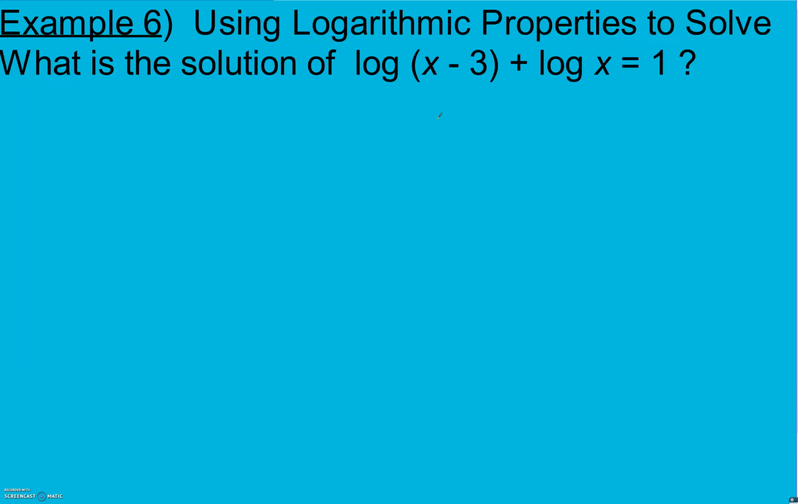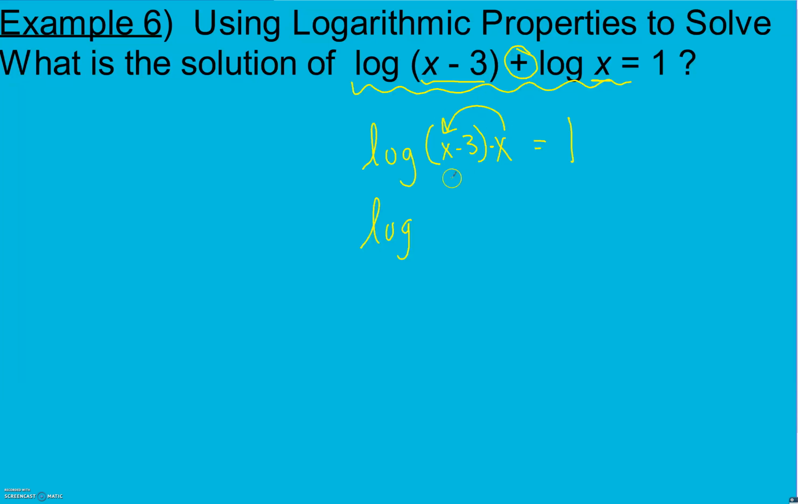When we use logarithm properties here to solve, first thing we're going to do is simplify each side. So I have two logarithms here that I'm adding together. So I'm going to rewrite that by multiplying my values here, my x minus 3 and my x. Because we're adding, I rewrite those as multiplication. I can distribute that, and I have log of x squared minus 3x equals 1.